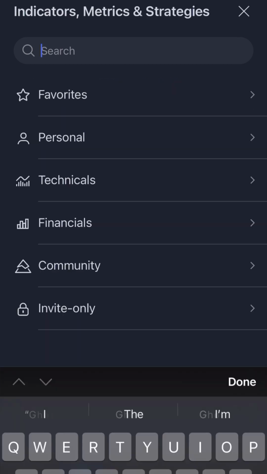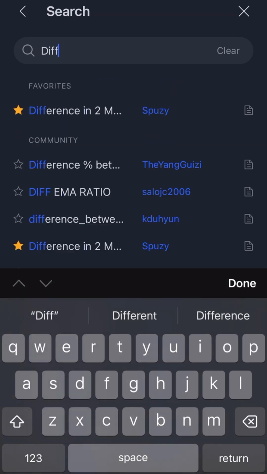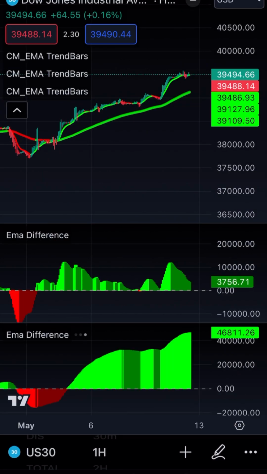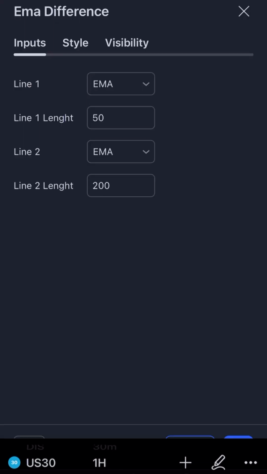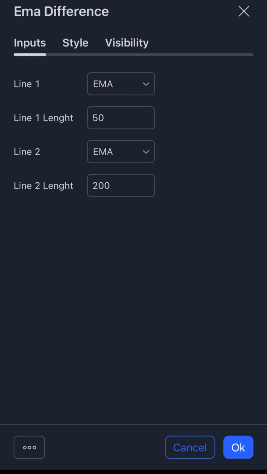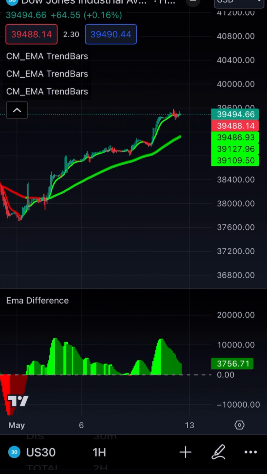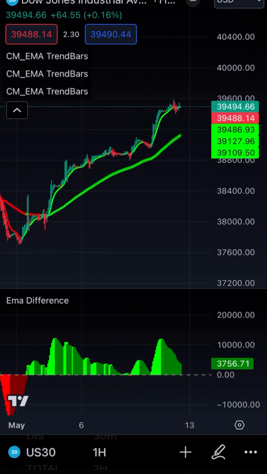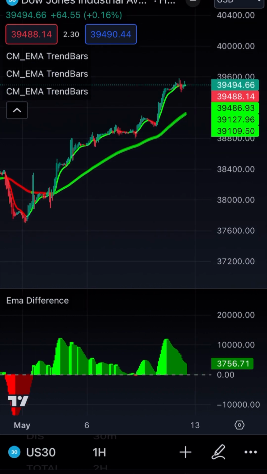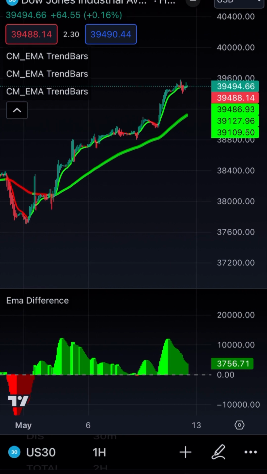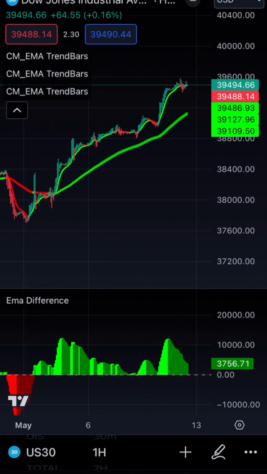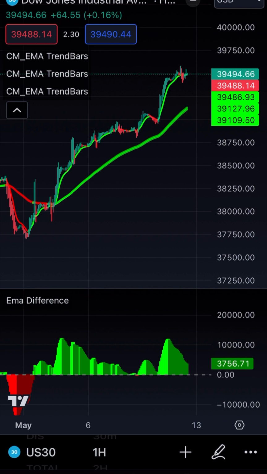Then the next thing you've got to set up is your difference in 2 moving averages. You can go to your indicators and find difference in 2 moving averages. To look like this, on default, you're going to have to change it to 9 and 20. Then you'll have it set up like this. So what we want to do is look at the US30 on the hour. Currently right now it is Sunday, so the market isn't moving.